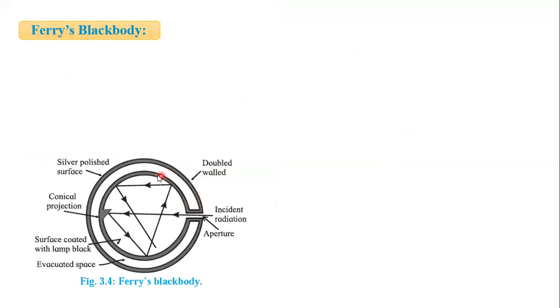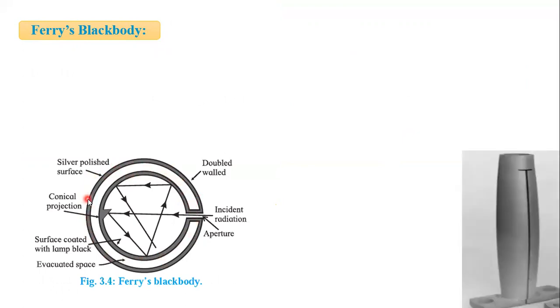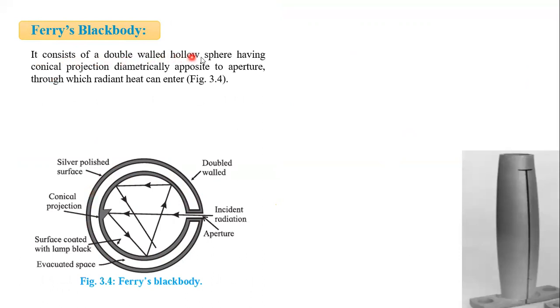Now, the practical approach of the perfectly black body we have to learn, and it is the Ferry's black body. Now you can see in the diagram, this is a Ferry's black body. Let me learn the construction of this body. So Ferry's black body consists of a double walled hollow sphere. You can see here, this is a double wall, this is first, this is second, and the hollow sphere having a conical projection. Diametrically opposite to the aperture. This is the aperture, means the opening. Opposite to that, you can see a conical projection through which radiant heat energy can enter.